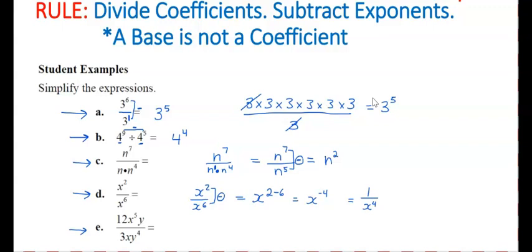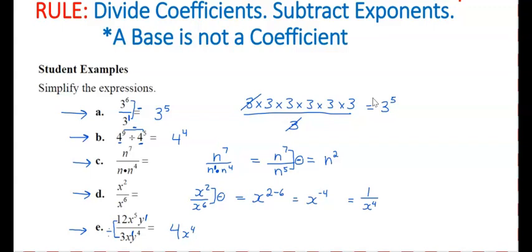For E, this is more of what we'll be doing regularly, which is dealing with the coefficients and with the exponents. So here we have coefficients, 12 and 3, so we can divide those. 12 divided by 3 is 4, and then for our bases and exponents, we can subtract. So we have x to the power of 5 divided by x to the power of 1. We subtract, x to the power of 4. We have y to the first power minus y to the fourth power.